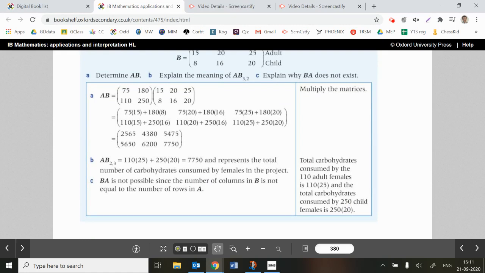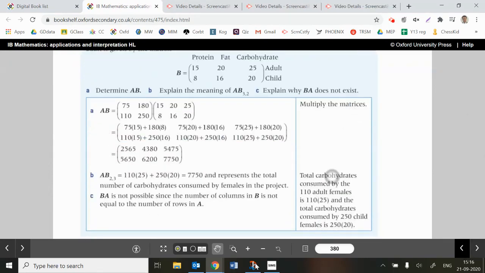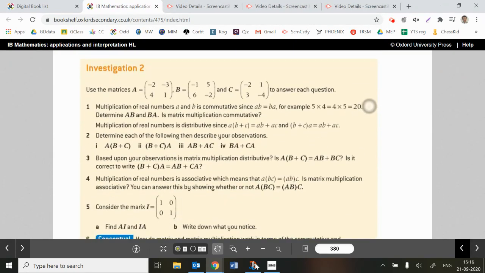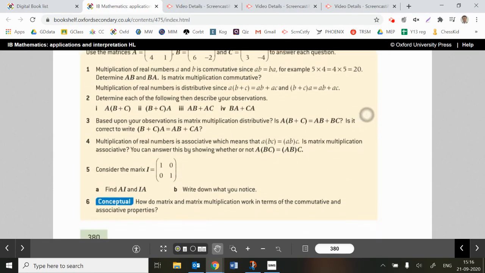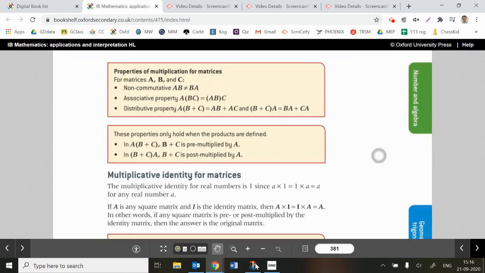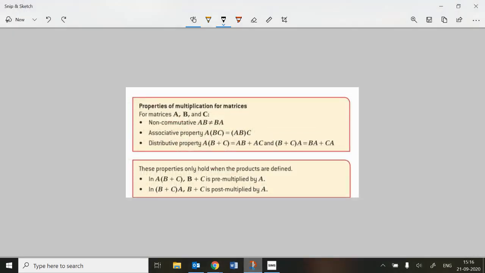Okay, they said exactly what I've just said there. So there's an investigation which turns up afterwards here, which is obviously worth doing, but I am going to skip ahead to the results of that investigation, and I've actually just copied this one here.